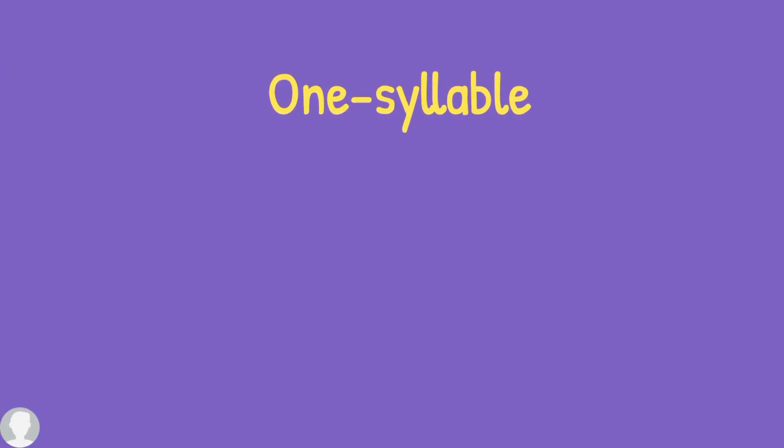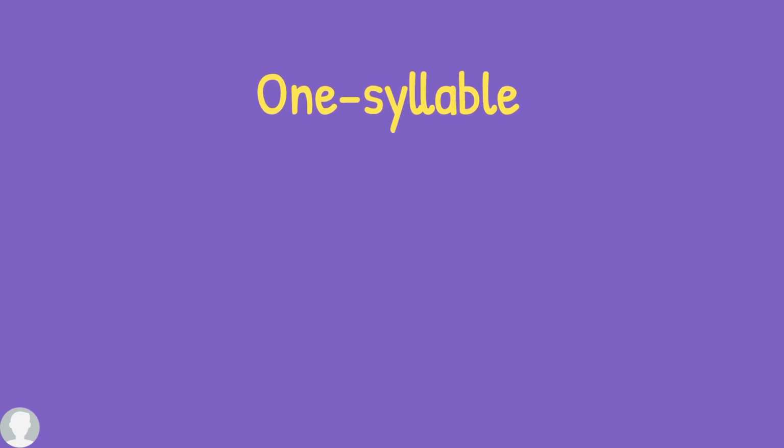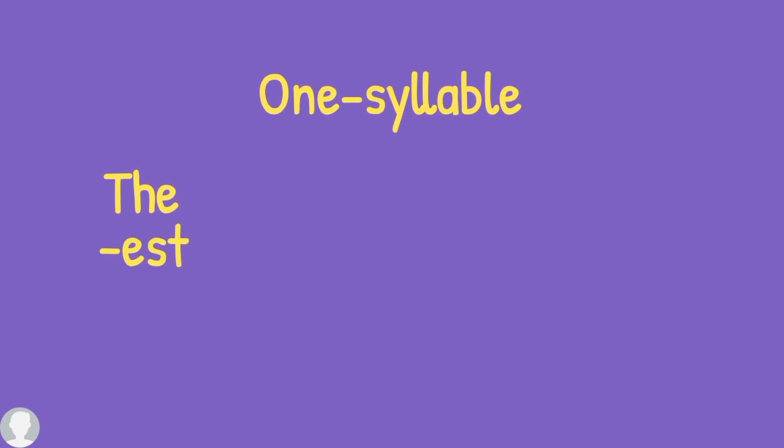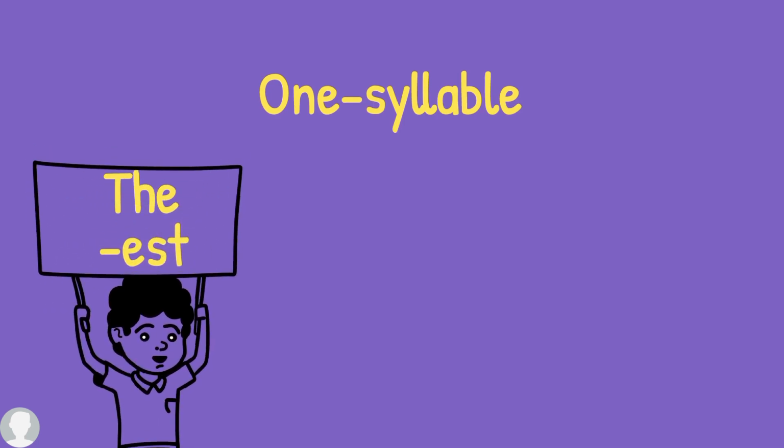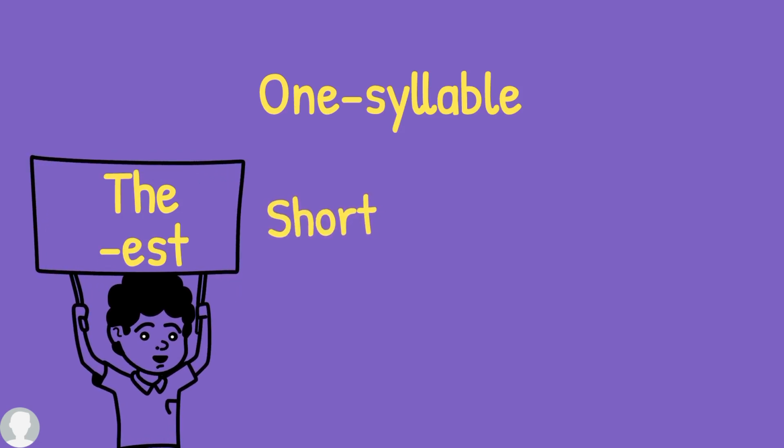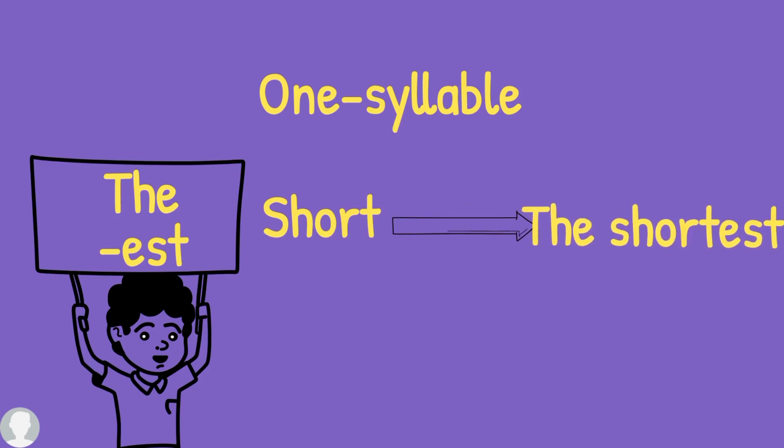How are superlative adjectives formed in English? It depends on how many syllables the adjective has. For one-syllable adjectives, we add "the" and -est to the adjectives. For example, short becomes the shortest.